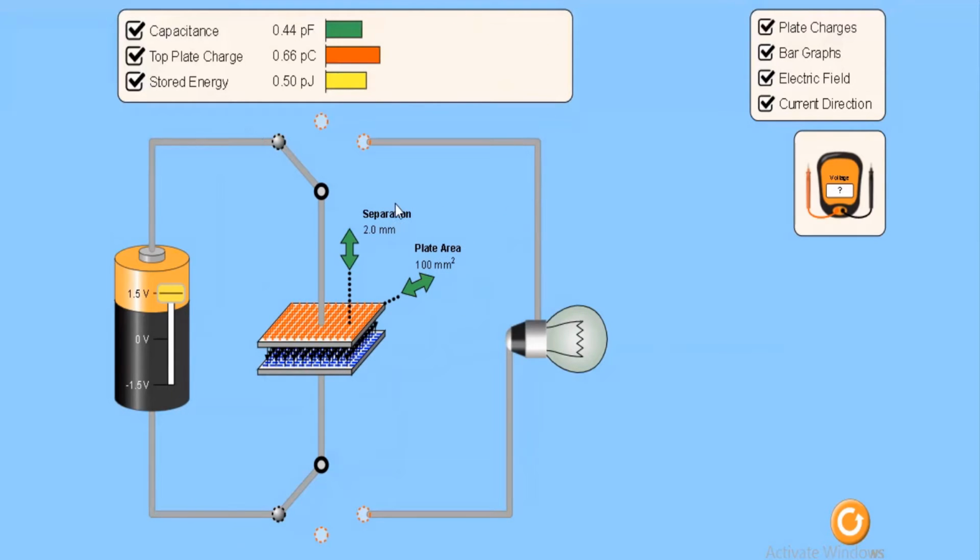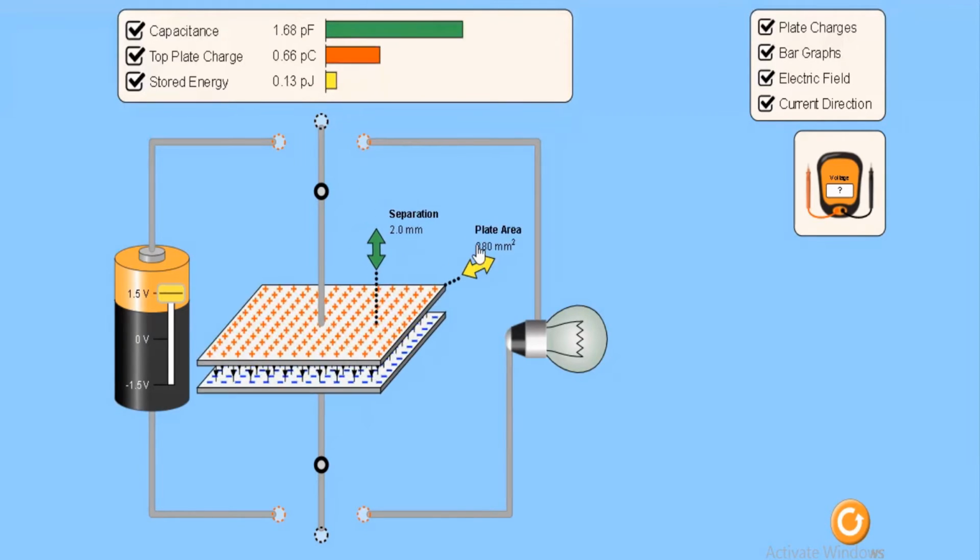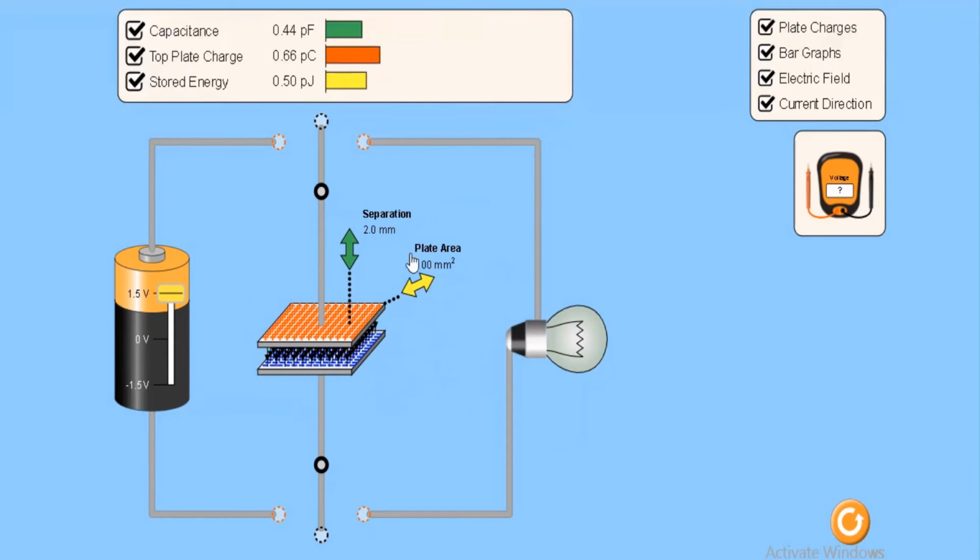Okay? Now, sa tingin nyo, di ba may na-stored na energy? Paano kaya pag hindi na nakakonekta with the potential difference source? May mababago kaya? Okay. Yes. So, still, nababago pa rin yung mga variables except for the plate charge.